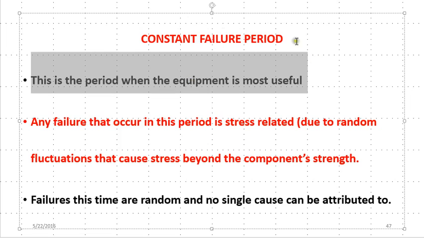Therefore, any failure that happens here is due to stress, and we don't have a single reason that we can say is the cause of this failure in the what? Constant failure period.